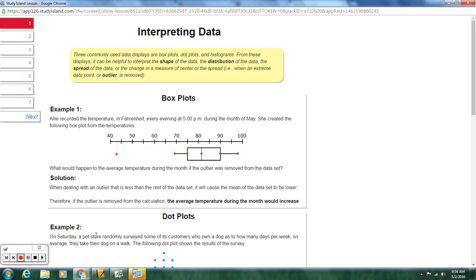So example 1 says, hourly recorded temperature in Fahrenheit every evening at 5 p.m. during the month of May. We created the following box plot for the temperature. So you got your box plot.